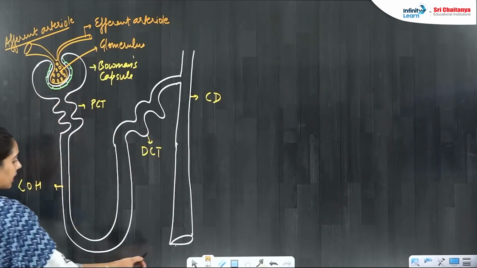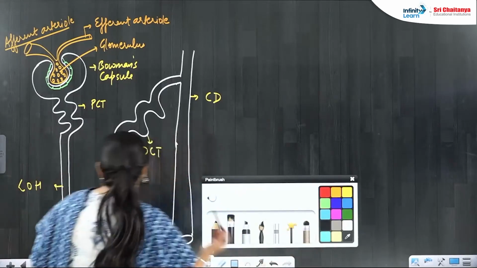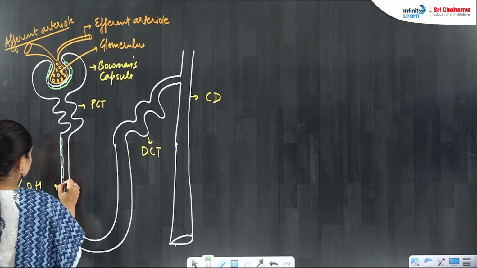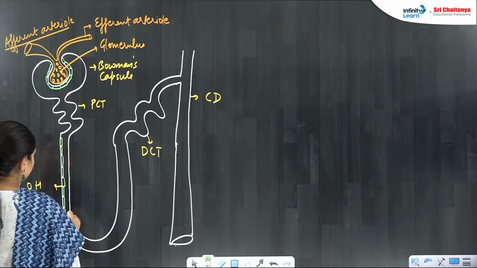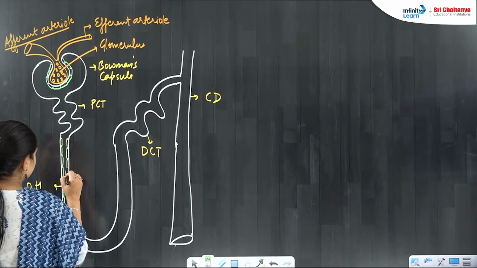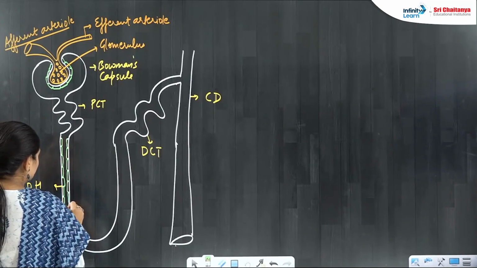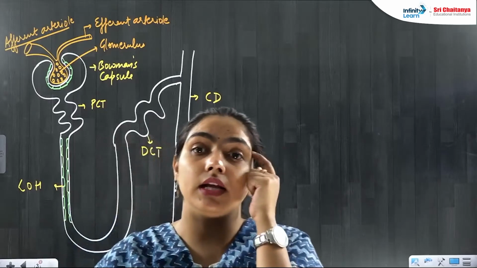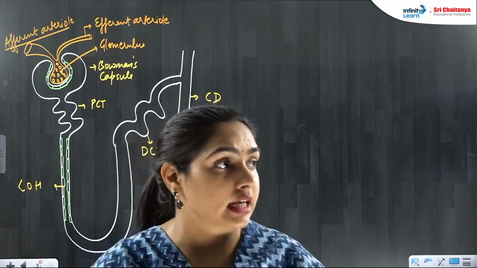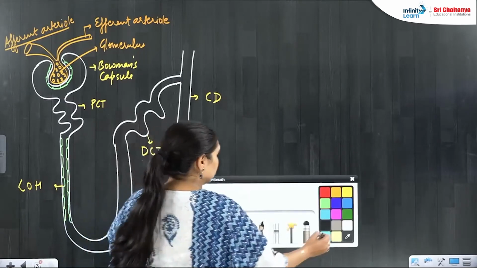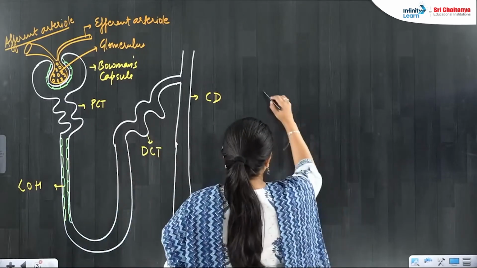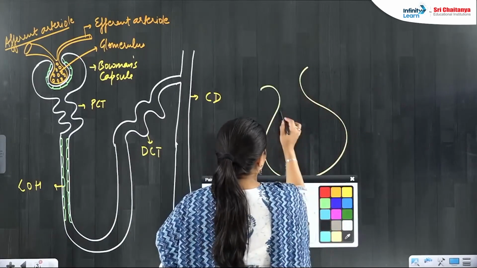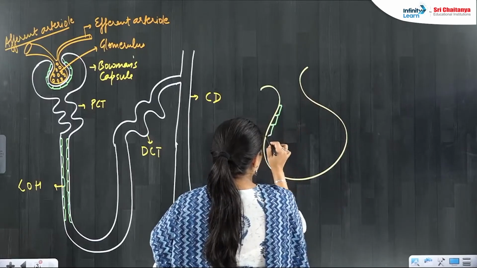I have told you that in the loop of Henle also you will find simple squamous epithelium like this. Simple squamous epithelium is lining the loop of Henle. When I show you with the help of a diagram, it will imprint in your mind and you will never forget. Similarly, this is the alveoli of the lungs, and the alveoli are also lined by simple squamous epithelium like this.